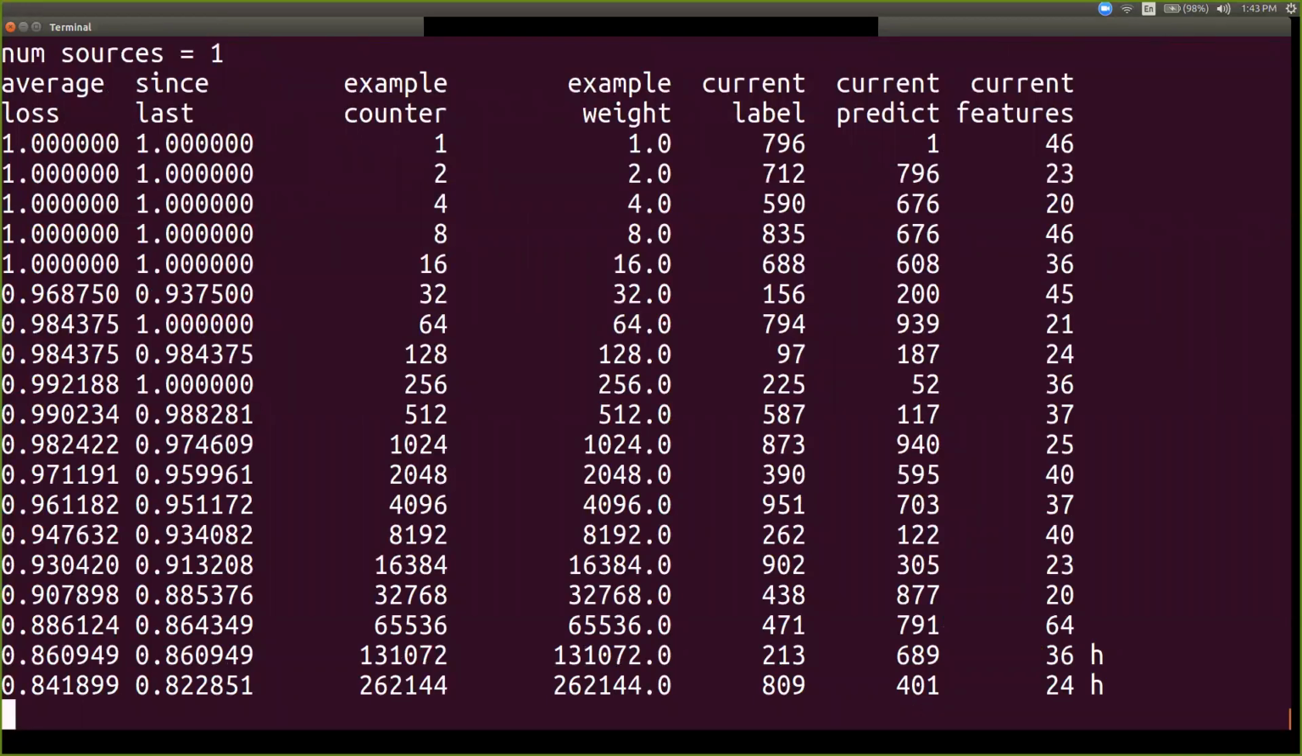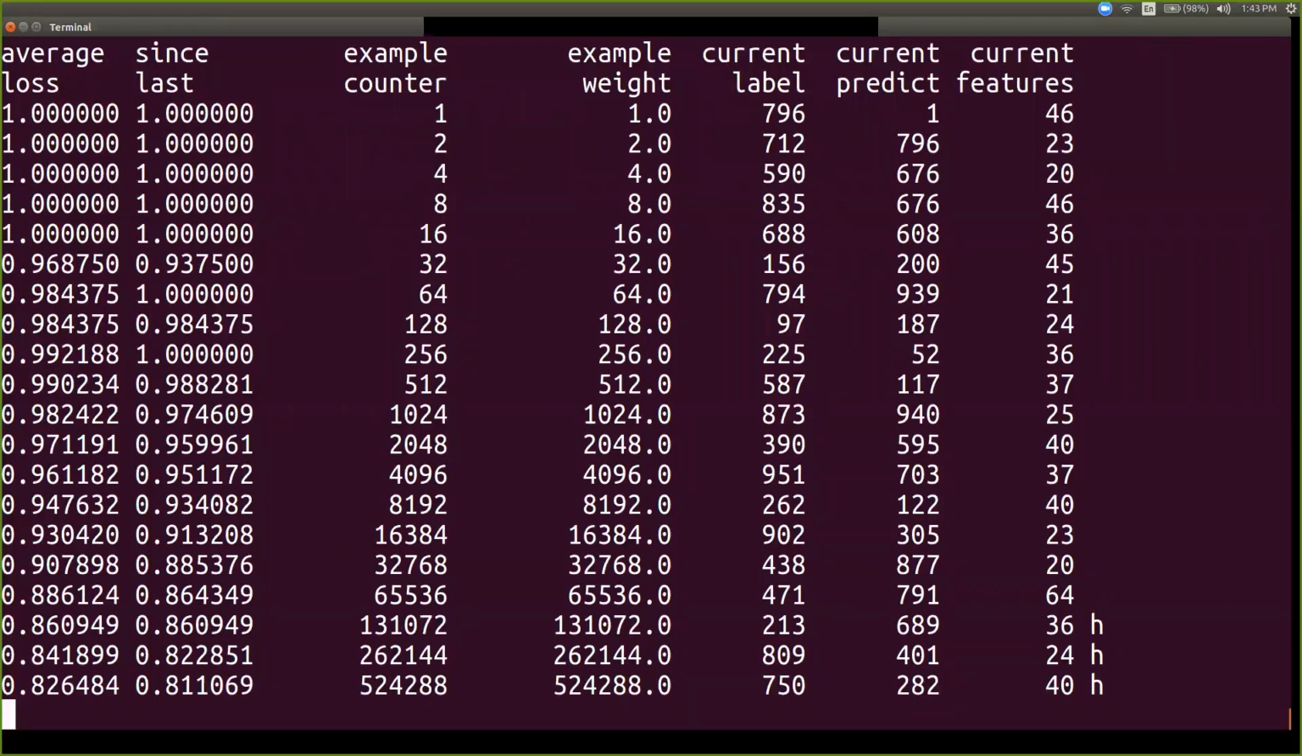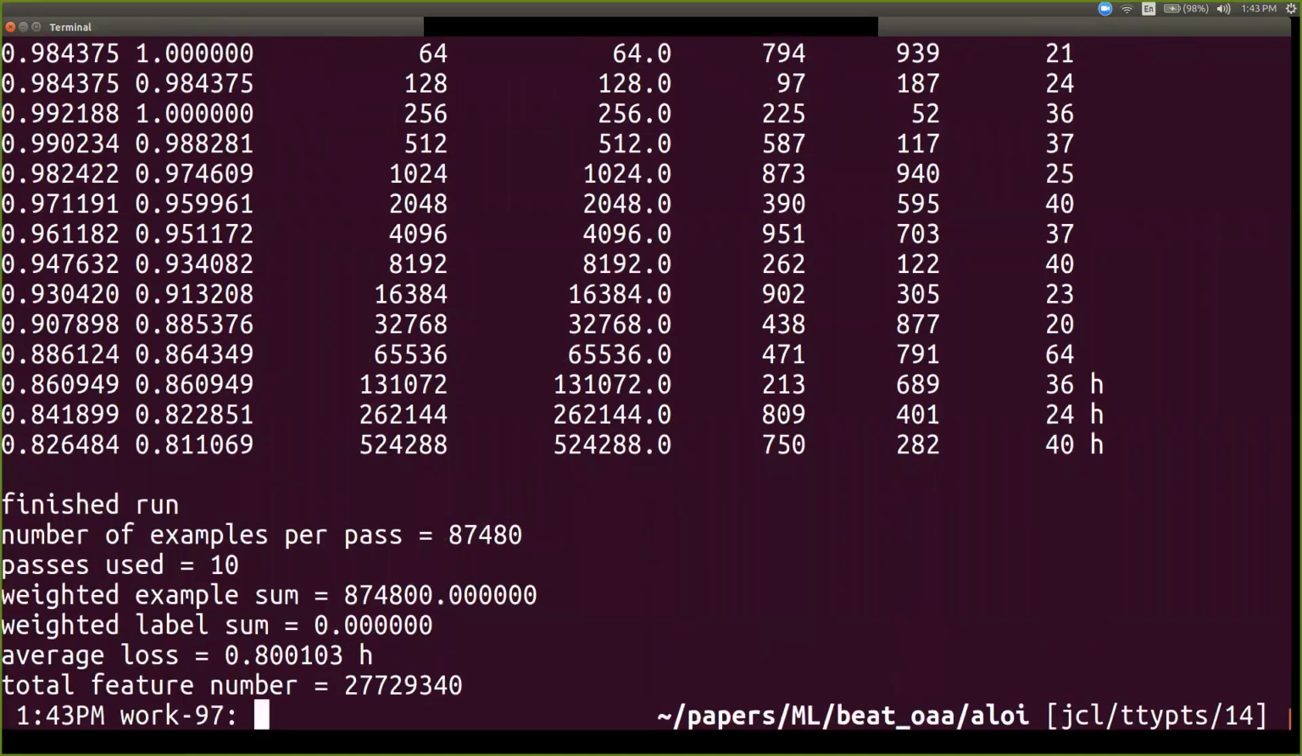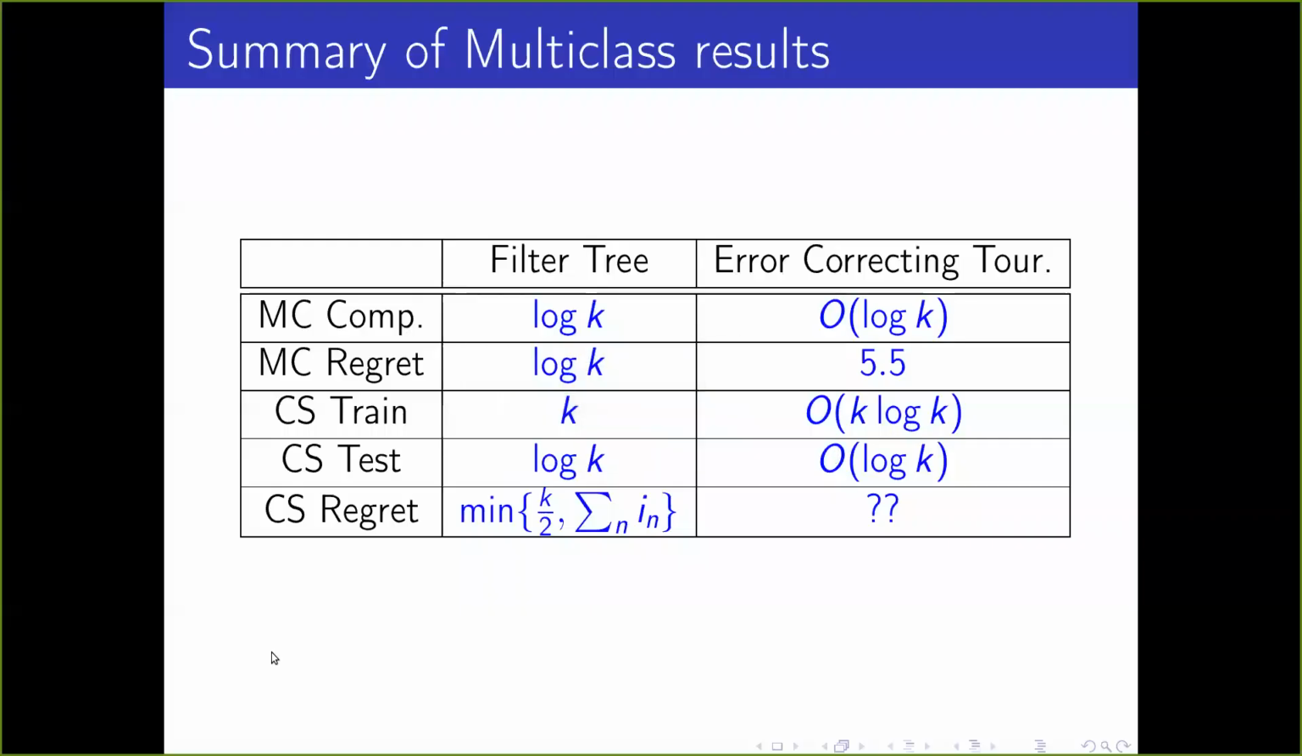It's actually a filter tree by default. I'm training with 10 passes on a data set. It's very fast, and I end up getting an average loss of 80%. So it's non-trivial because 1 in 1,000 would be a 99.9% error rate. But this is still not terribly impressive because it's an 80% error rate.